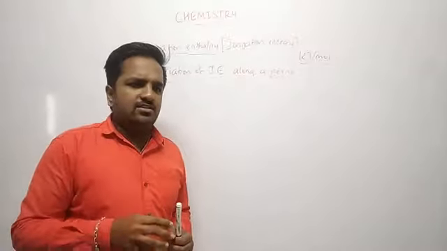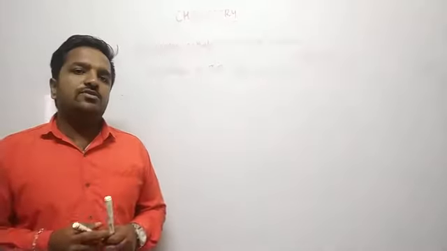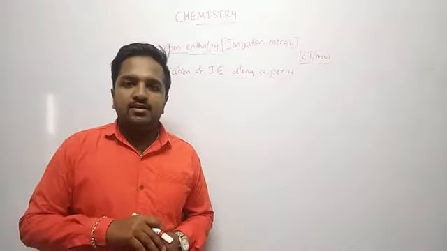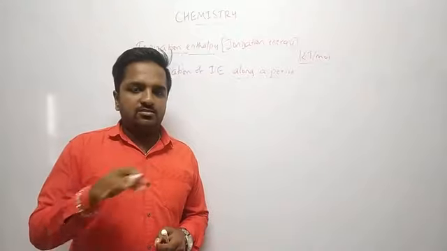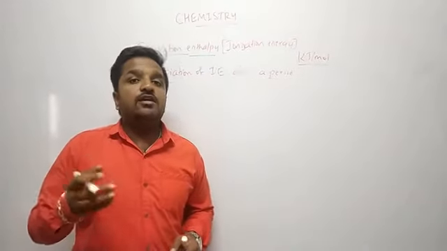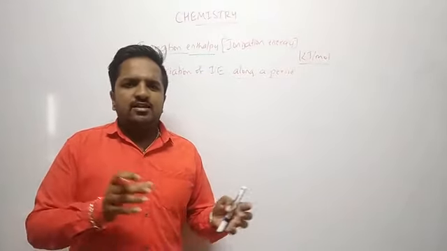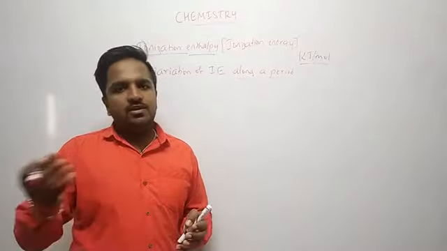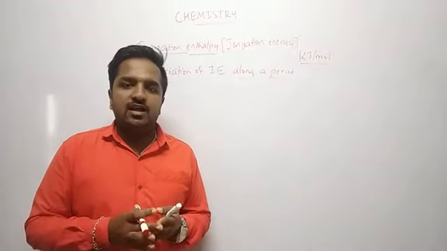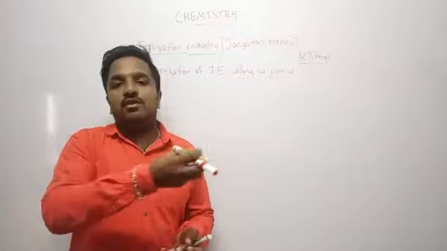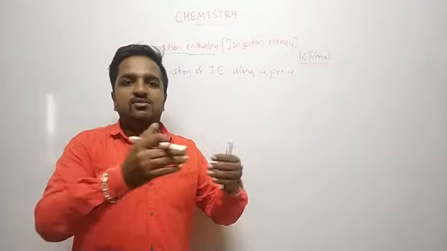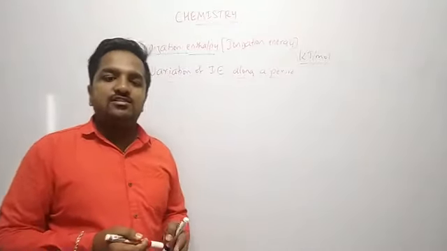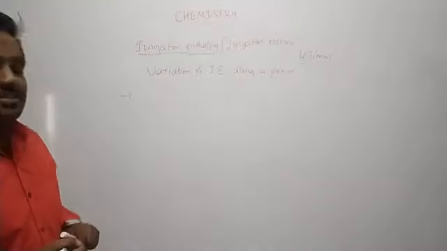Why? Because there is no addition of new shells. As the atomic number increases, the number of electrons increases along the period, but there is no addition of new shells. So what happens? The effective nuclear charge between the nucleus and the outermost electron increases. The nucleus pulls the electrons towards itself, so the electron cloud shrinks inward, and the atomic size decreases.